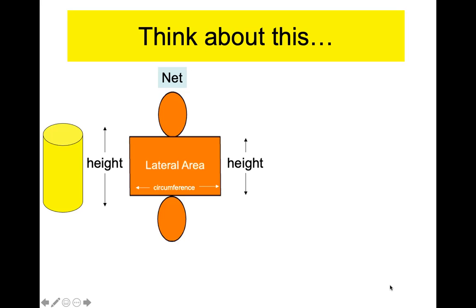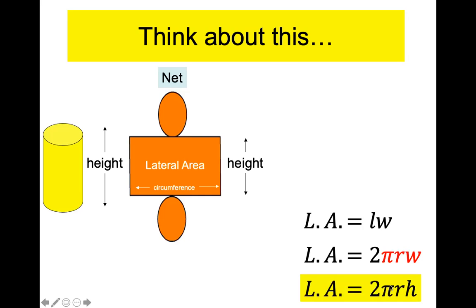So the lateral area, well, it's a rectangle, base times height, or length times width, either one. And the length is the circumference. We know the circumference is 2 pi r. And the height is the height. So we take 2 pi r, change that w to an h, and there is your formula for lateral. Remember, lateral area is just the side length, so we're not including the two circles.